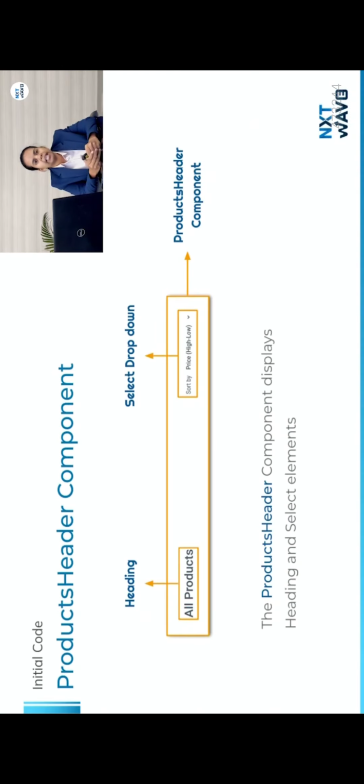You can see that that's the products header. So we have a heading, and then there is a select drop-down, in which we have a list of options. So this is the products header component. We want to add this component to our all products section to achieve the sort by functionality.